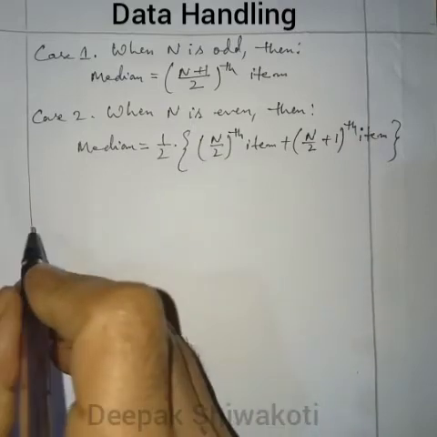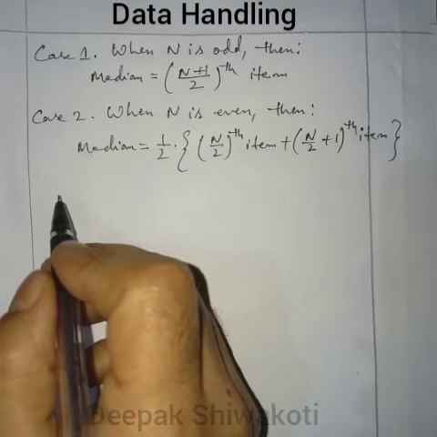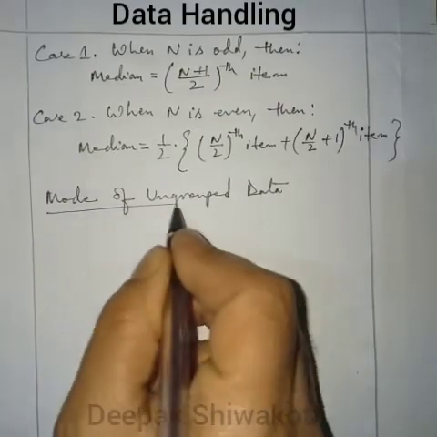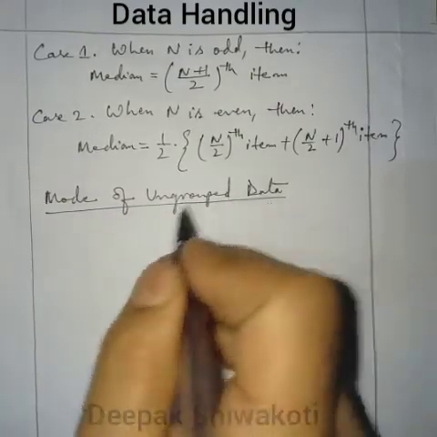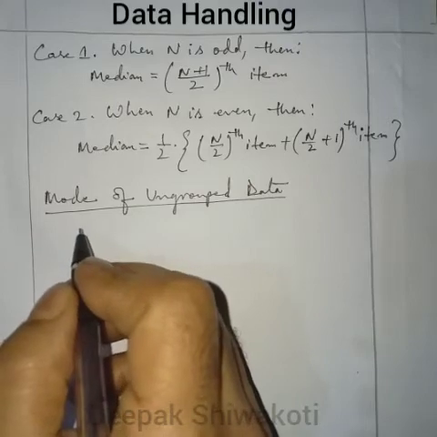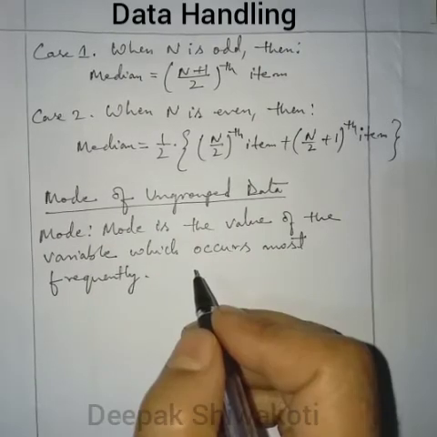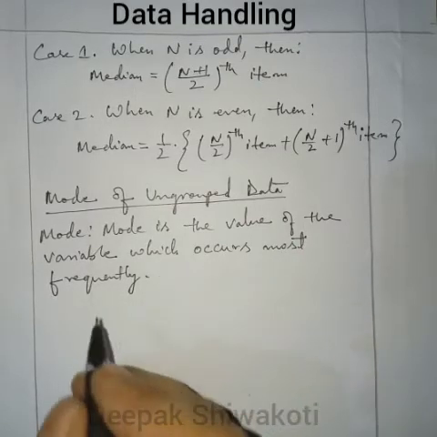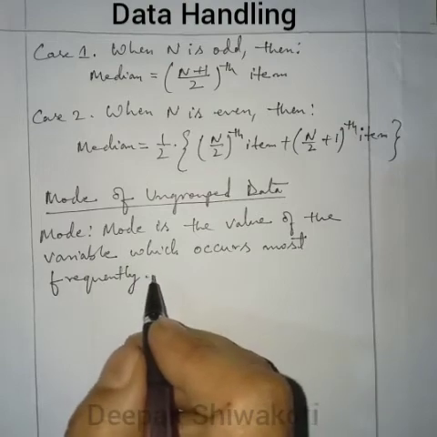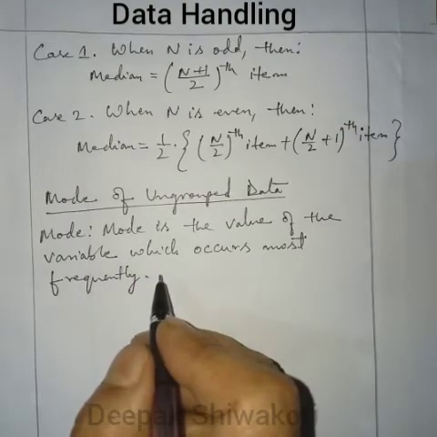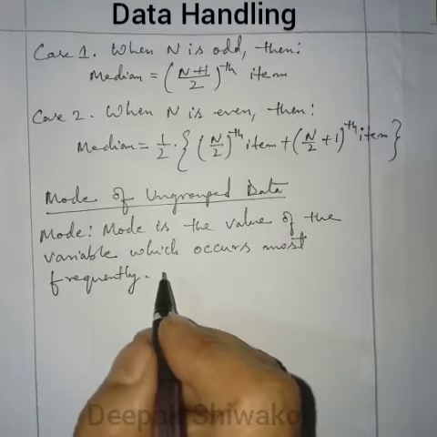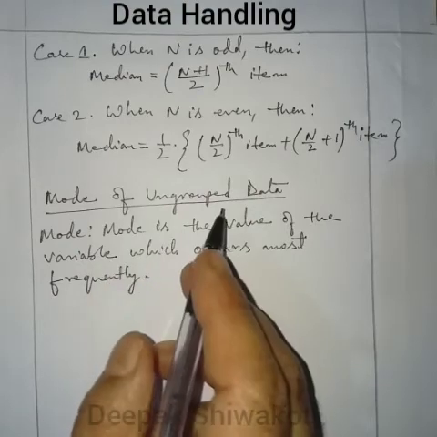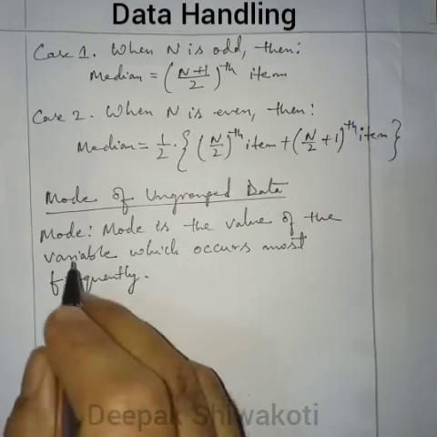Now next is mode of ungrouped data. Here mode is very simple. Mode is the value of the variable which occurs most frequently. In the given observations, the value which we observe most frequently is the mode of ungrouped data. With an example, let us try to understand the mode.